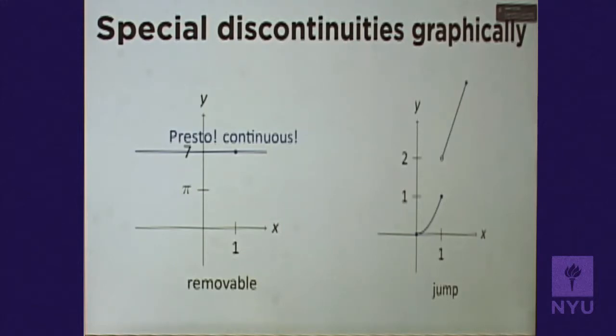Now, it's true at 1 that the limit of the function at 1 is equal to the value of the function at 1. Okay, we've removed the discontinuity. That's why we call it a removable discontinuity.